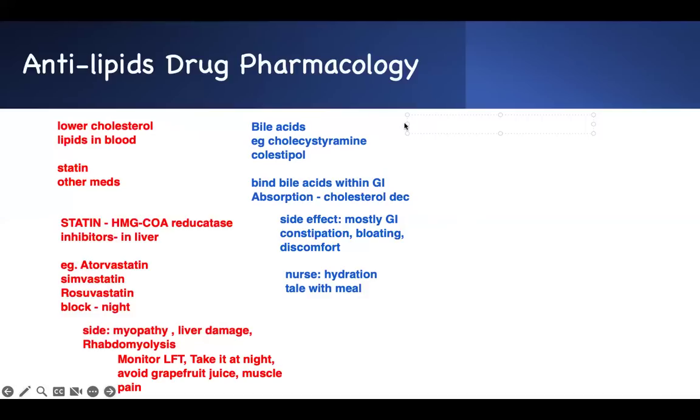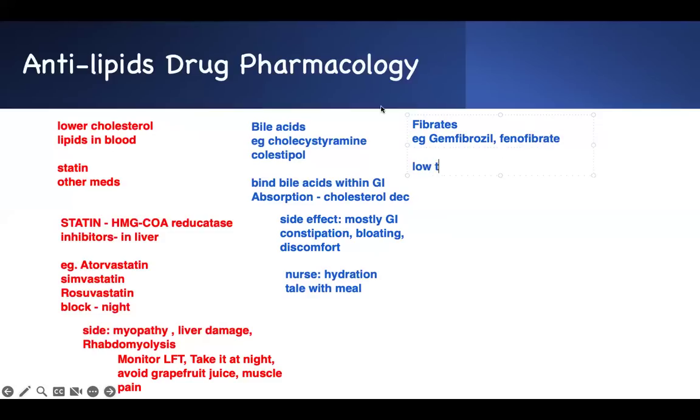The next group is fibrates. You may have seen this before. Fibrates are very, very important. Example is Gemfibrozil. This is one of the medications you should know, or if you know fibrate, because it's very important. Very, very important. Fenofibrate.